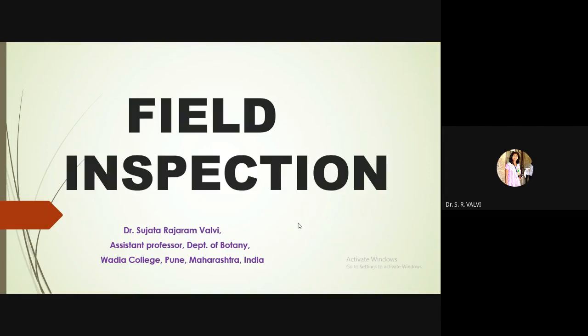So in a previous lecture we have learned about the concept of seed certification and the procedure of seed certification. Now this is the second point of chapter number two, seed certification. This is point number two, field inspection. Here again we are going to deal with this subchapter in detail.